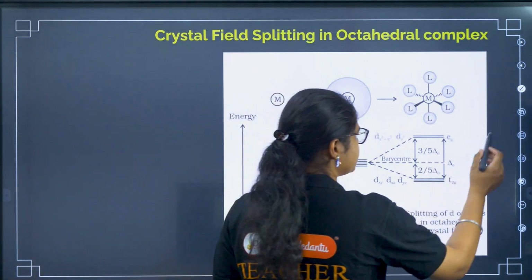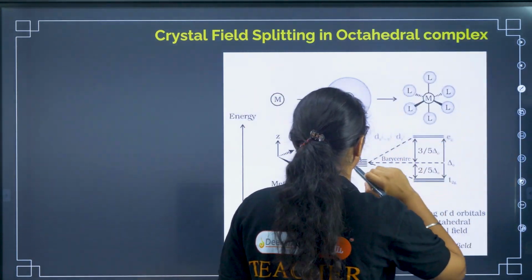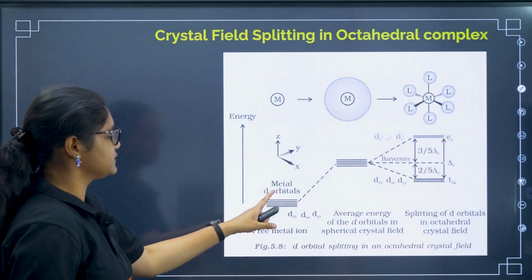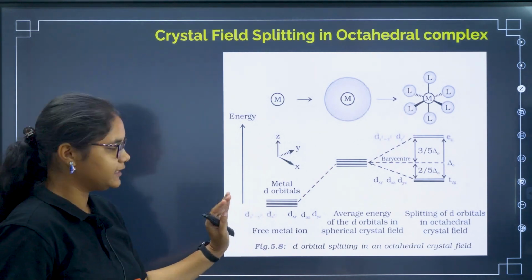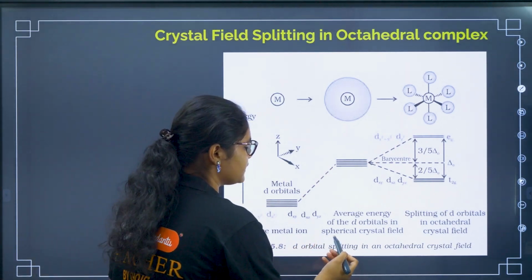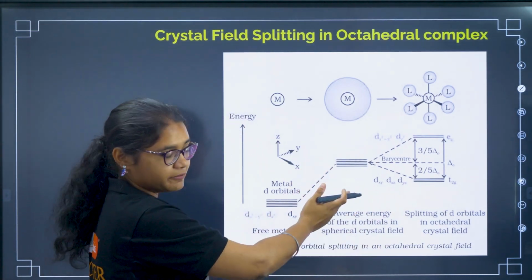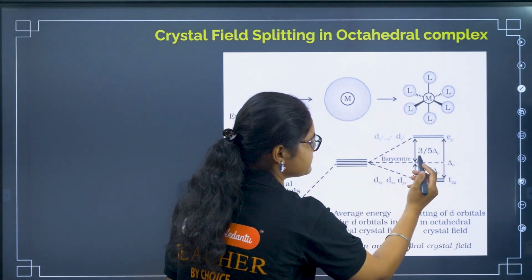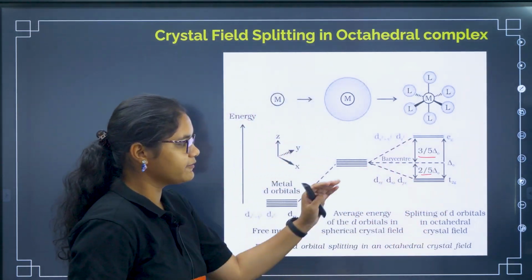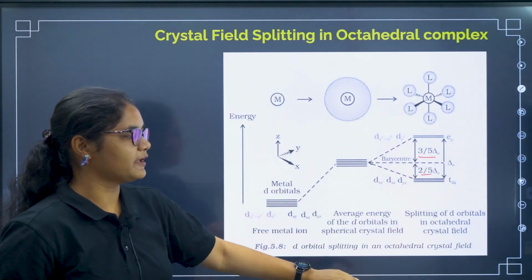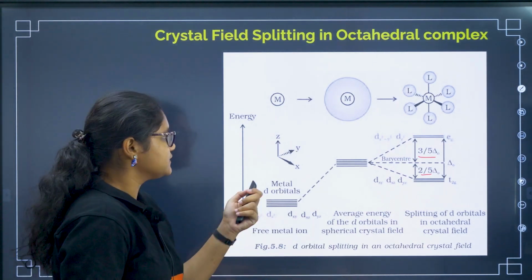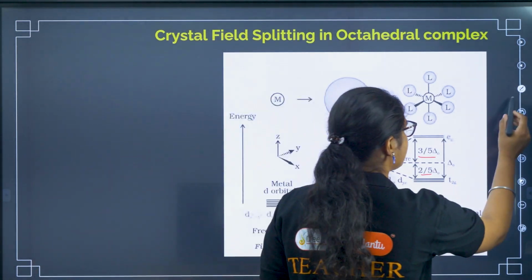Here is your d block splitting given very nicely. You can see first these 5 d orbitals, they are degenerate. Then when there is a spherical crystal field, the energy gets uplifted. Then there is splitting. So these values also please remember, 3 by 5 delta O and 2 by 5 delta O. So this is the splitting in octahedral complex.